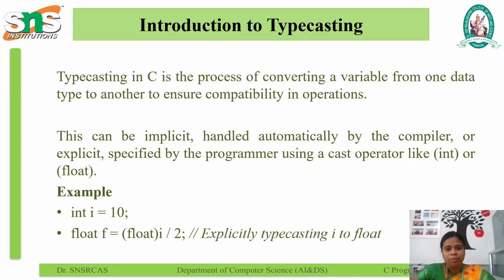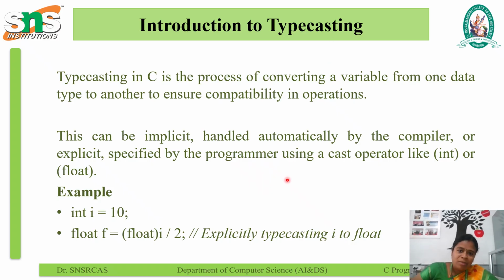Introduction to typecasting. What is typecasting? It is converting a variable's data type, for example converting an integer into a float to perform a division that results in a non-integer. The purpose is to allow data to be interpreted correctly by various programs, since different data types have different characteristics and behaviors. This can be implicit, handled automatically by the compiler, or explicit, specified by the programmer using a cast operator like int or float.